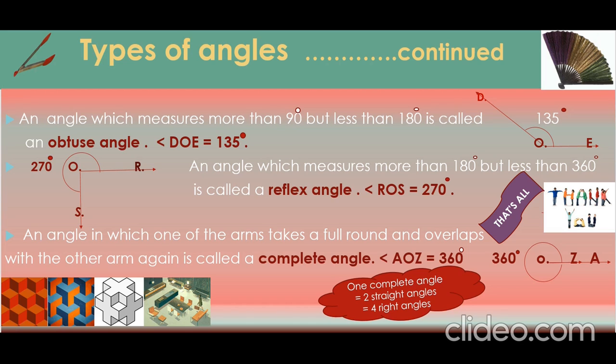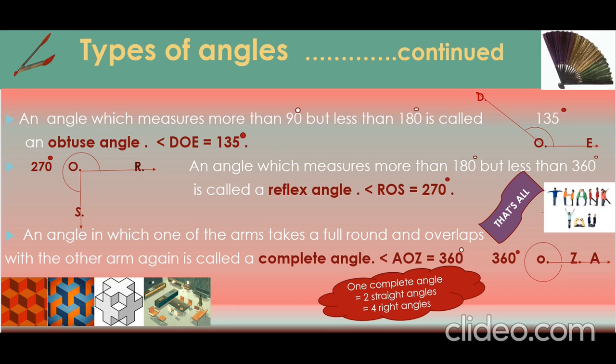Last one is a complete angle. When you see it, it seems like a zero angle, two rays overlapping each other and showing no gap. But actually, these two rays have completed a journey of 360 degree, and now again both are overlapping each other. So this is the difference between 0 degree and 360 degree.